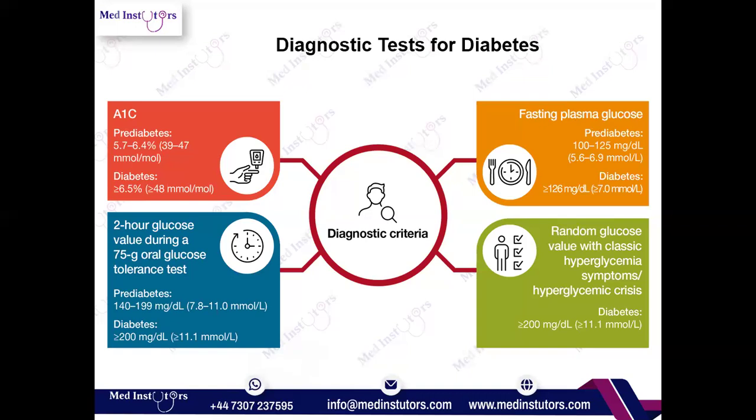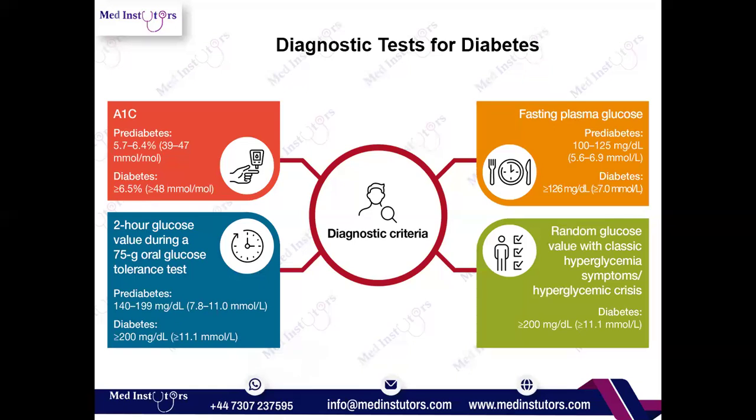We can also use the 2-hour oral glucose tolerance test, where we give 75 grams of oral glucose, and after 2 hours we measure the blood glucose level. If it is more than 200 milligram per deciliter, or more than or equal to 11.1 millimole per liter, it is also taken as a diagnostic criterion for diabetes.